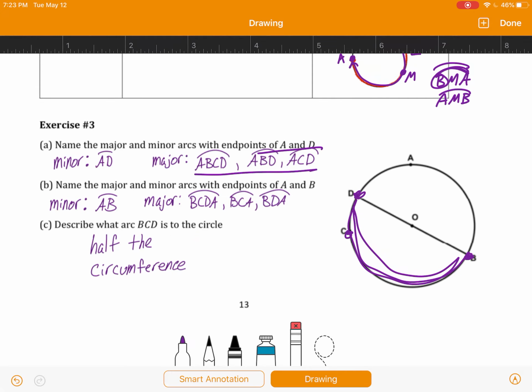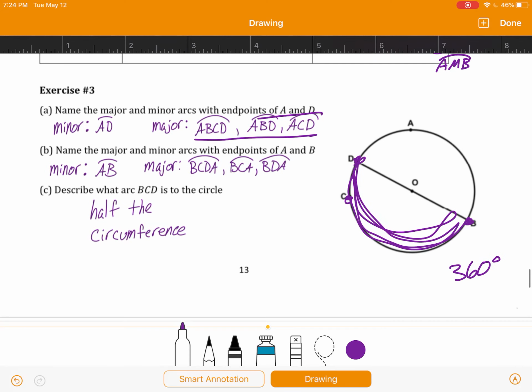That arc is going to be half of the circumference. The circumference is the whole circle. It's going to be half of it. And also, we know that a circle is 360 degrees, and this arc has got to be half of that because it's half of the circumference. So this is 180 degrees. And if you notice, it's the arc that's made from the diameter. So whenever you've got the diameter cutting the circle in half, the arc over here is going to be half of 360, which is 180.